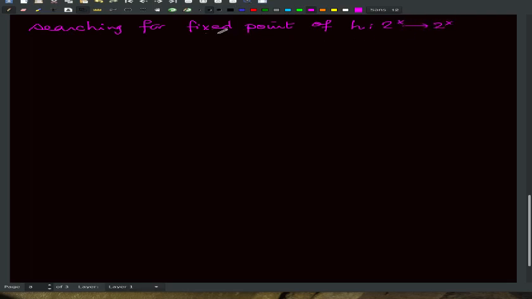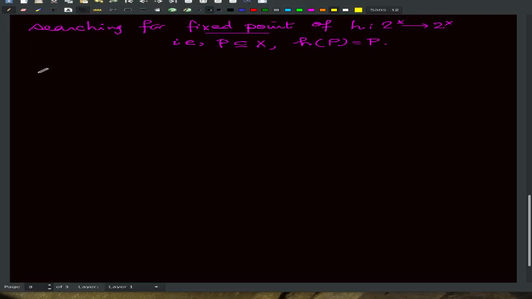Why fixed point? That is a P which is a subset of X, such that h(P) is equal to P. So we have to search for that one. Okay. Now what do I do? Let me see.